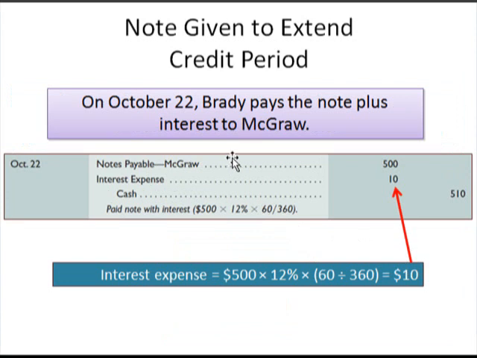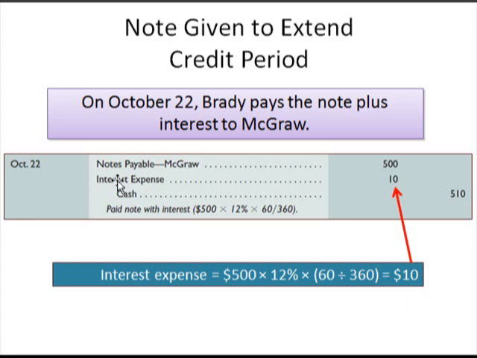When they pay this on October 22nd, they also have to pay the interest. The interest was stated as 12%. Recall that interest is always stated as an annual rate, and since this note was for 60 days, you have to multiply the principal times the interest rate, the annual rate, times the number of days divided by 360, not 365, 360. And you get $10 worth of interest that the company is having to pay.